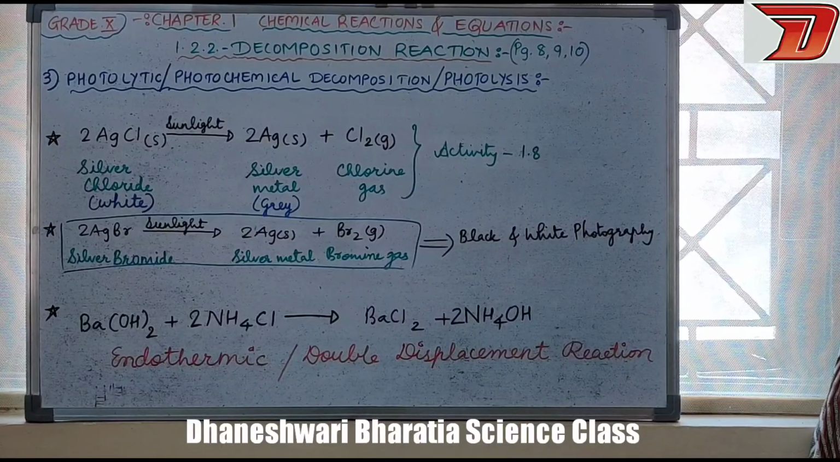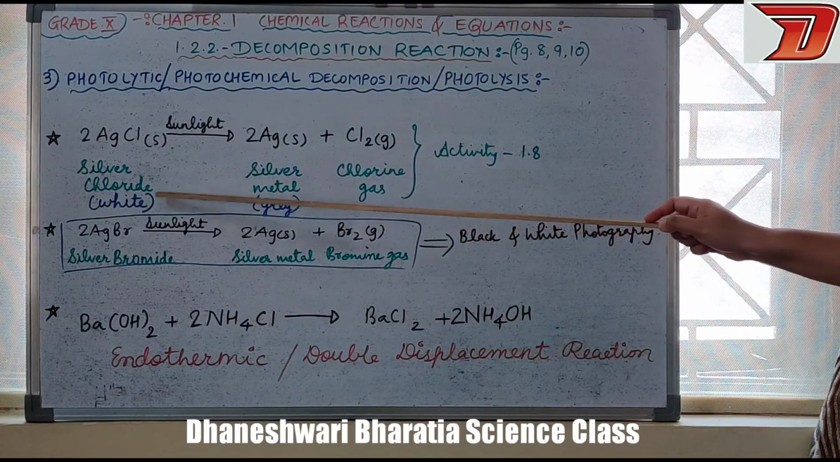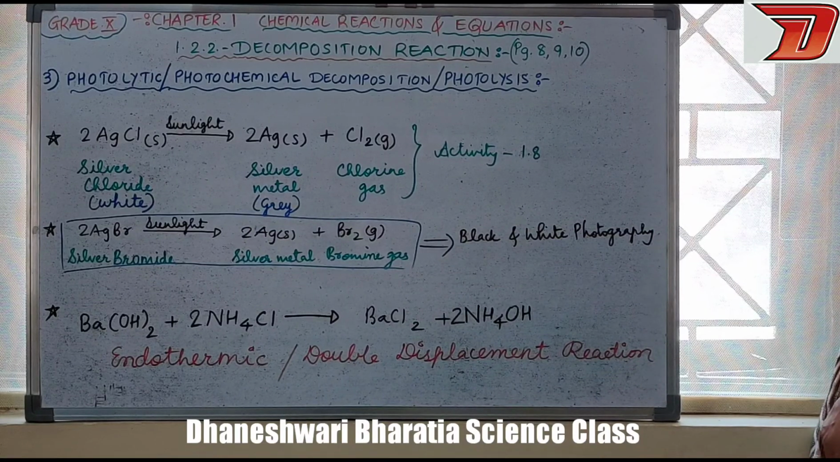Okay. Now the last type of decomposition reaction is left, that is photolytic or photochemical decomposition, also called photolysis. Okay, the activity which is given in your textbook on page number 9, activity 1.8. Here you have to take the silver chloride sample in a china dish and you have to first observe the color of that compound. So the color is white. Okay, you can note it down in your book.